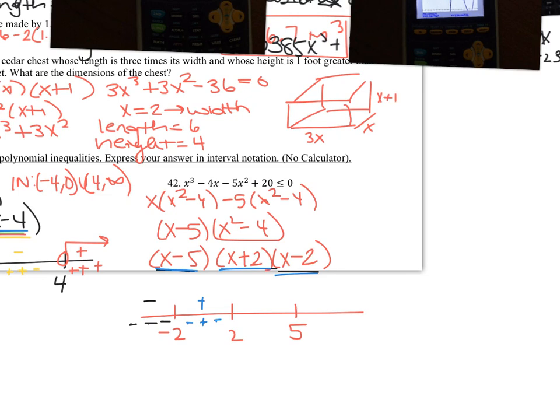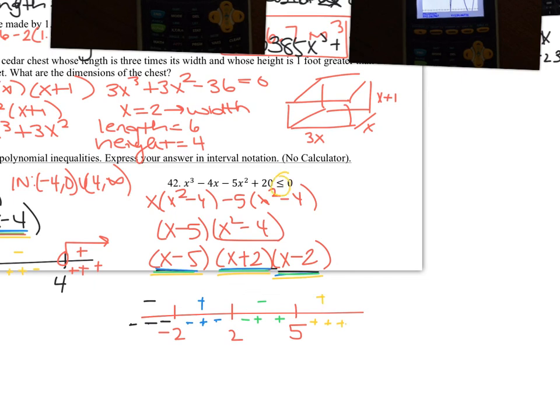If I plug in a number between 2 and 5, let's say 3, I get a negative, a positive, and a positive, which will make negative. And if I pick a number greater than 5, let's say 6, that will be positive, positive, and positive. Positive times a positive times a positive is a positive.